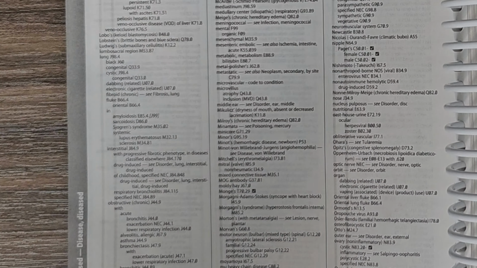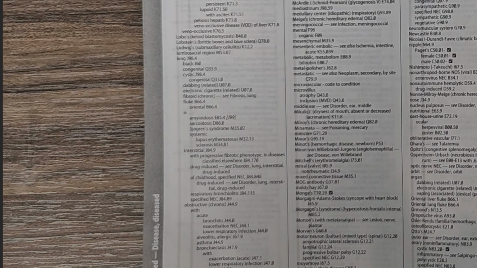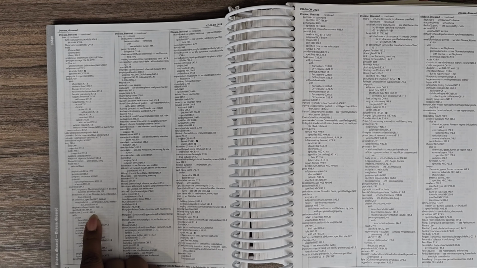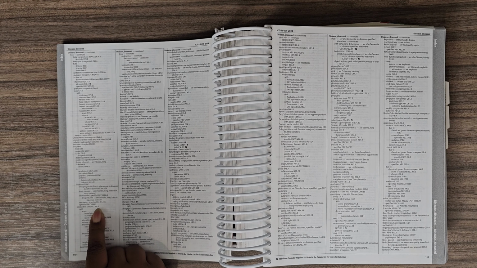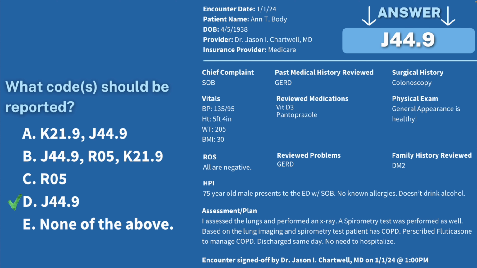It says J9A4, but that is not our code. Remember, it's chronic obstructive pulmonary disease. Go down. There goes obstructive. There's your code right there, J449. Also, flip over to the code level to read more about that code on your own. So congratulations. If you selected D, you did a great job. Let's move on to the next one.